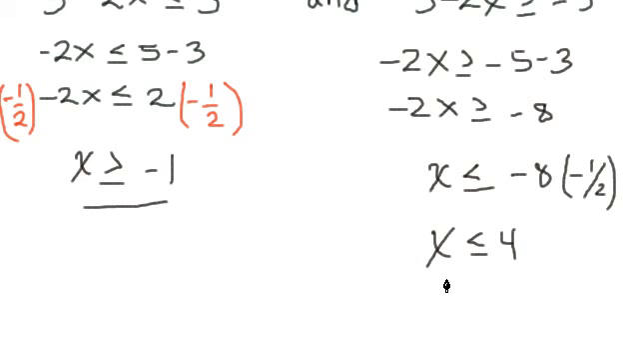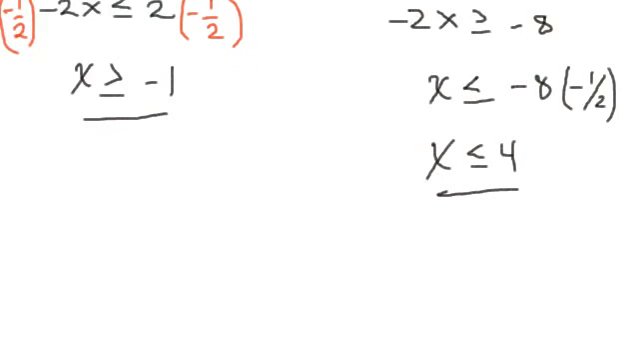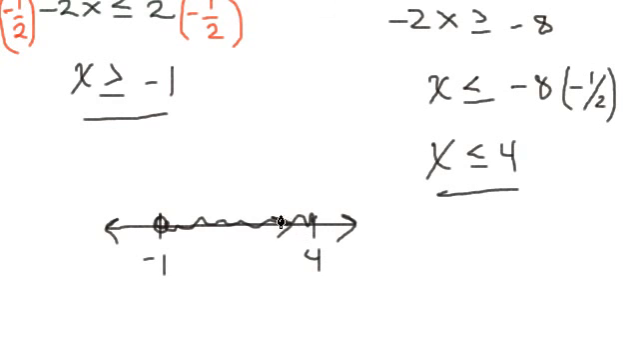Okay, so here's our two solutions. Now remember, we're using the word and up here, which you can barely see on the screen, I think. And so let's draw this out. x is greater than negative 1, and here's a 4. x is less than or equal to 4. Because we're using and, we're going to use brackets and everything in between negative 1 and 4.